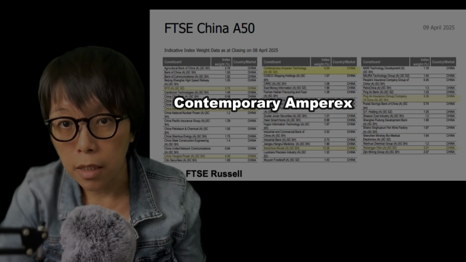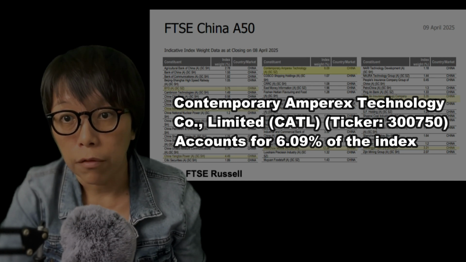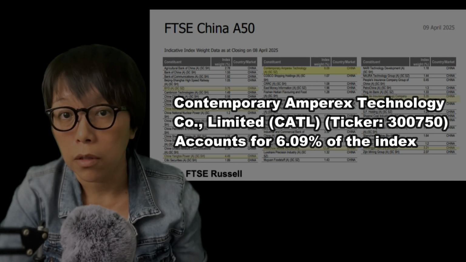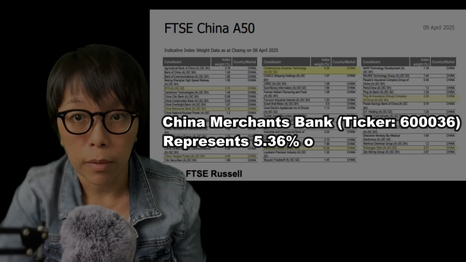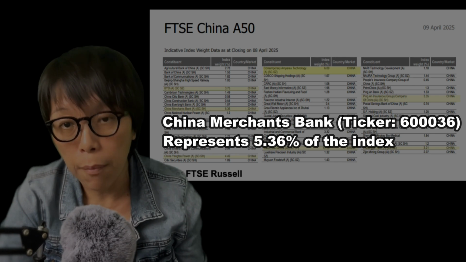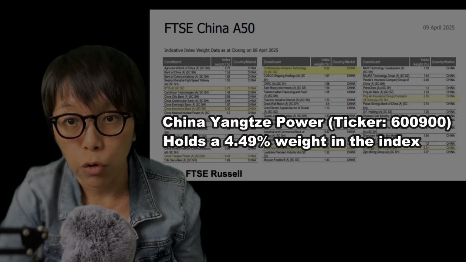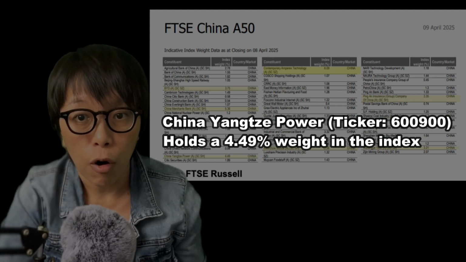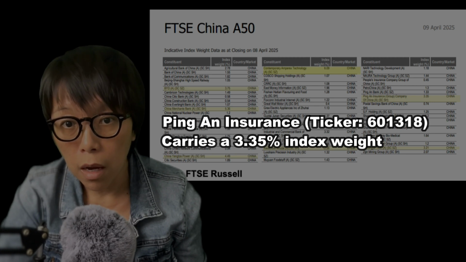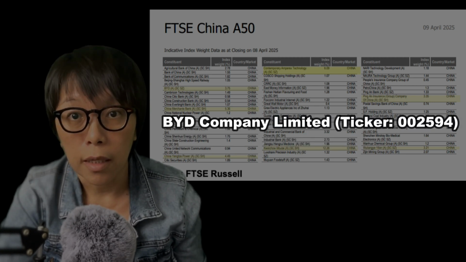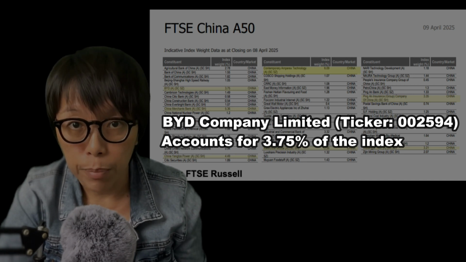Second, we have CATL, the world's largest battery manufacturer, which is very important for the EV industry in China, and this accounts for about 6% of the index. Then followed by China Merchants Bank, one of the top leading commercial banks, about 5.3%. Then we have China Yangtze Power, the largest hydropower company globally, about 4.5% in terms of weight. Ping An Insurance, about 3.3%, and then BYD, a leading manufacturer of EV and rechargeable batteries. That's about 3.75% of the index.